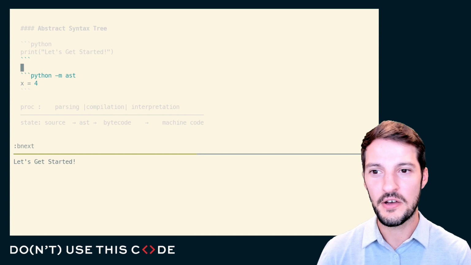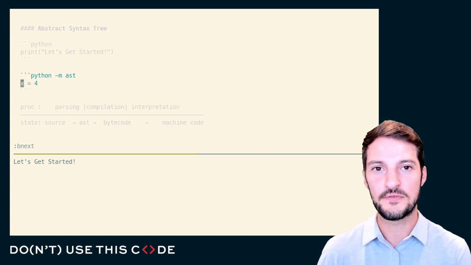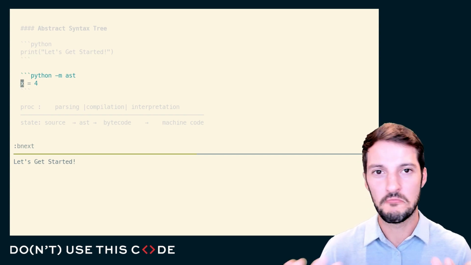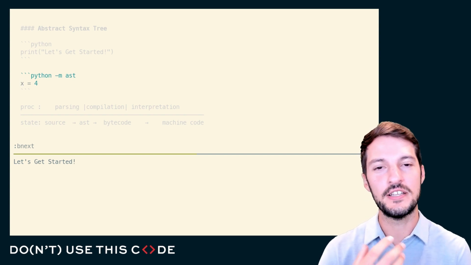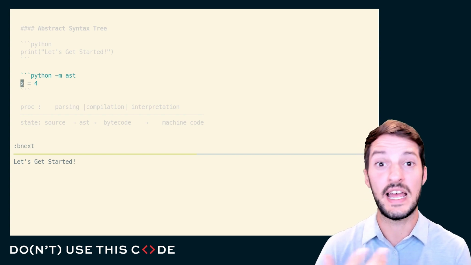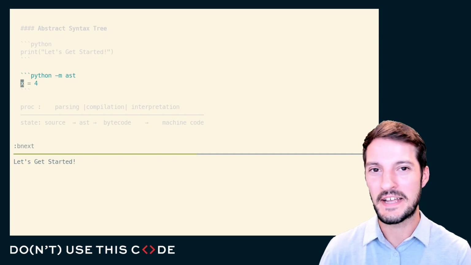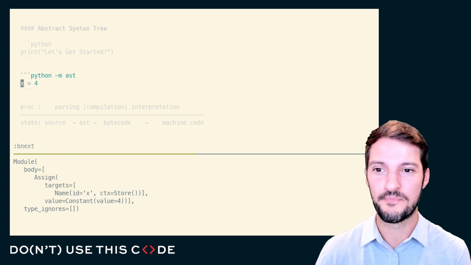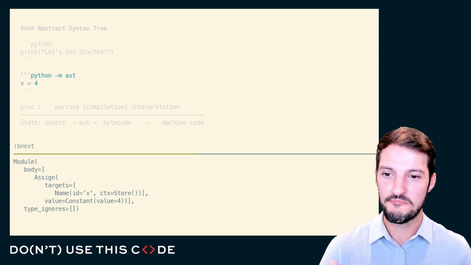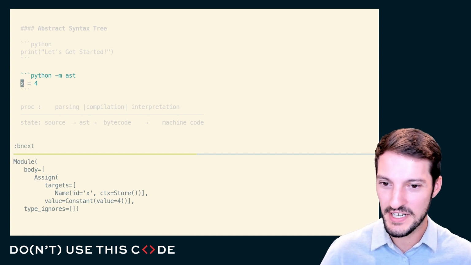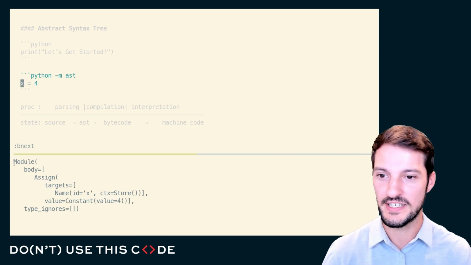How does Python know that when I assign x equals 4, it needs to load the value 4 and store it into a variable named x? Well, we can use something called Python's abstract syntax tree, or the AST module in Python. And you can see here when I run this code cell, I get this really odd representation of what this code actually is. I see it's wrapped in a high-level module.